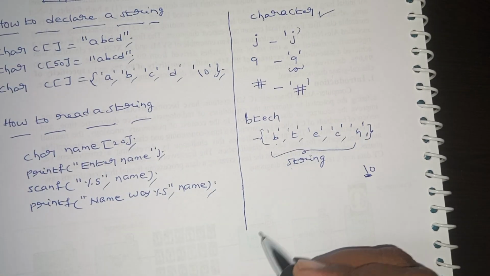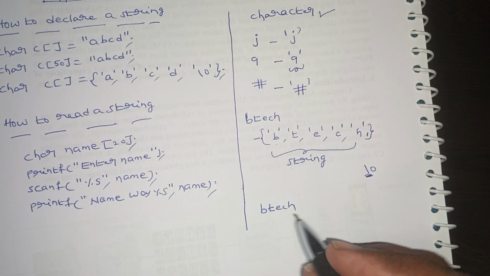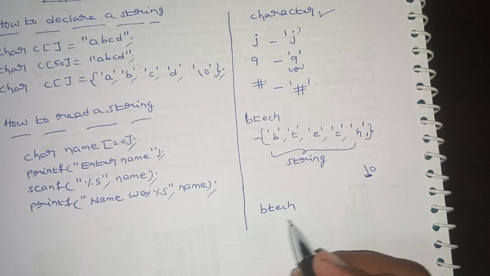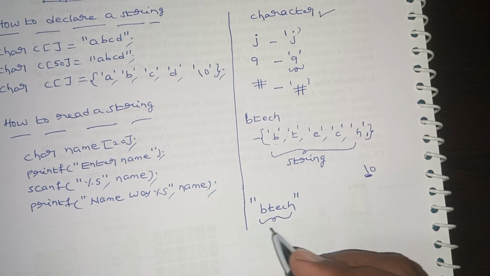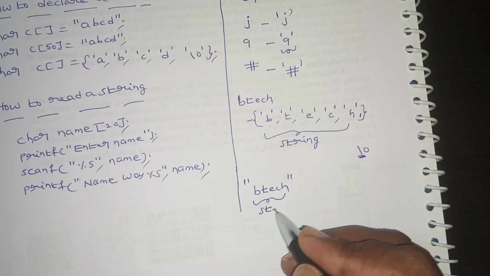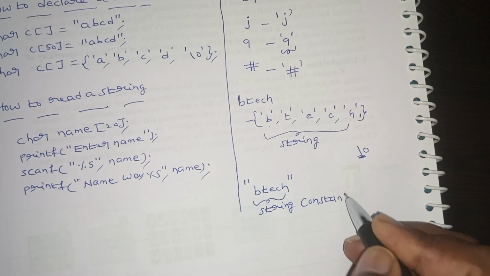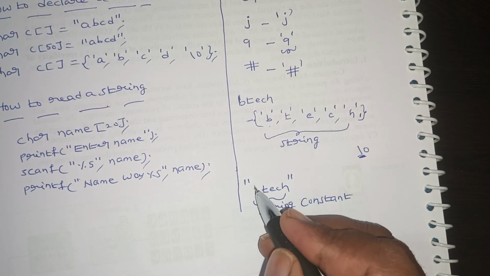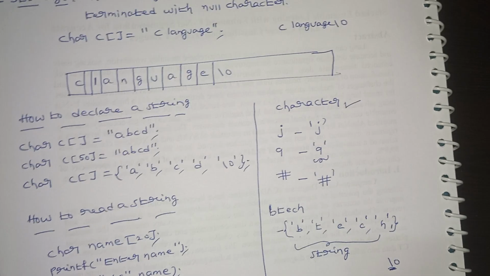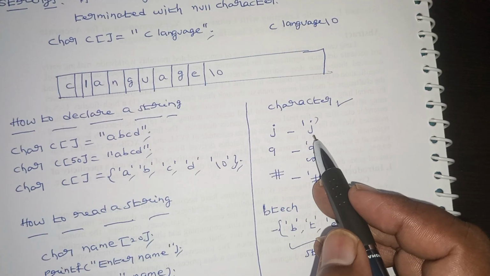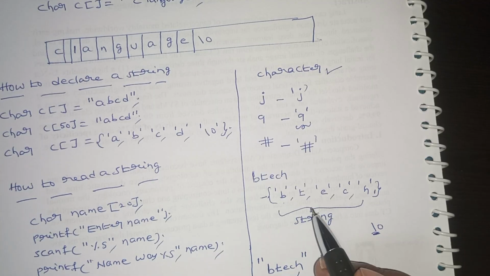For example, you may take one more idea. B tech, this is actually a variable. When you write this in double quotes, this is called a string constant. When you write this in single quotes, this is called a character constant. So a collection of character constants is called a string.